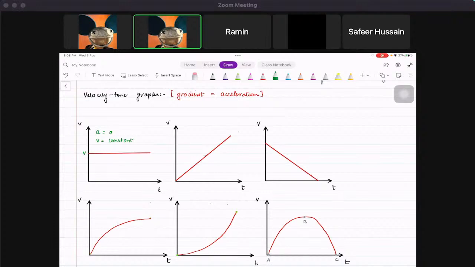In this one it is going up, which means acceleration is positive and is constant. However, velocity is increasing because the graph line is going up. Is it clear to both of you?